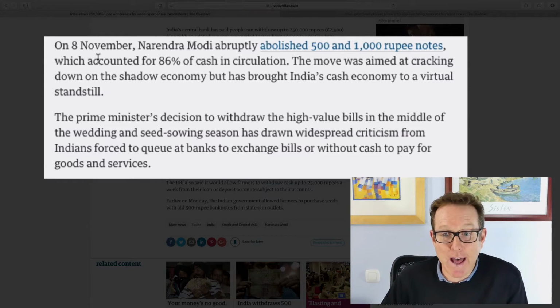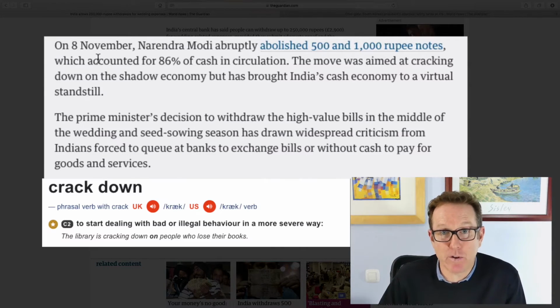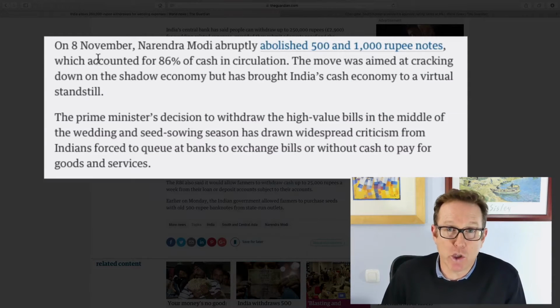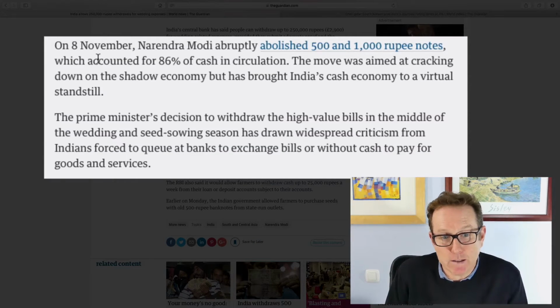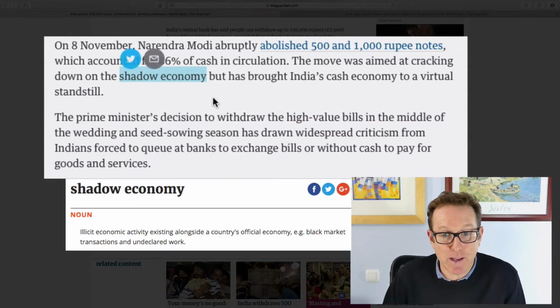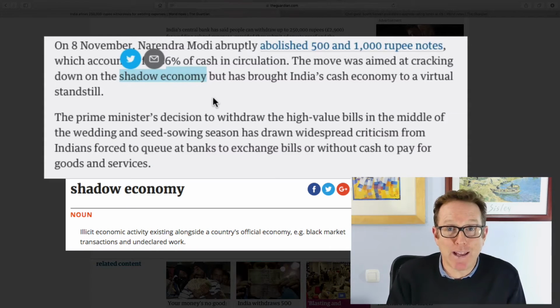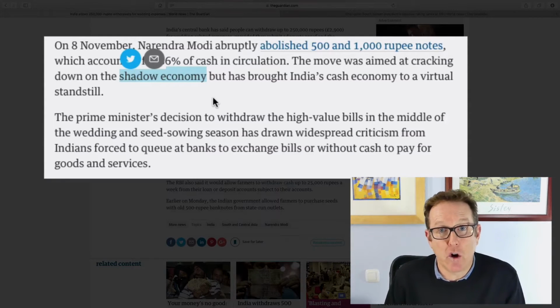The move was aimed at cracking down. If you crack down on something, that means that you become more strict regarding that. The government uses its resources to try to fix the problem. You crack down on it. On the shadow economy. The shadow economy. Shadow economy, black economy, illegal economy, okay?